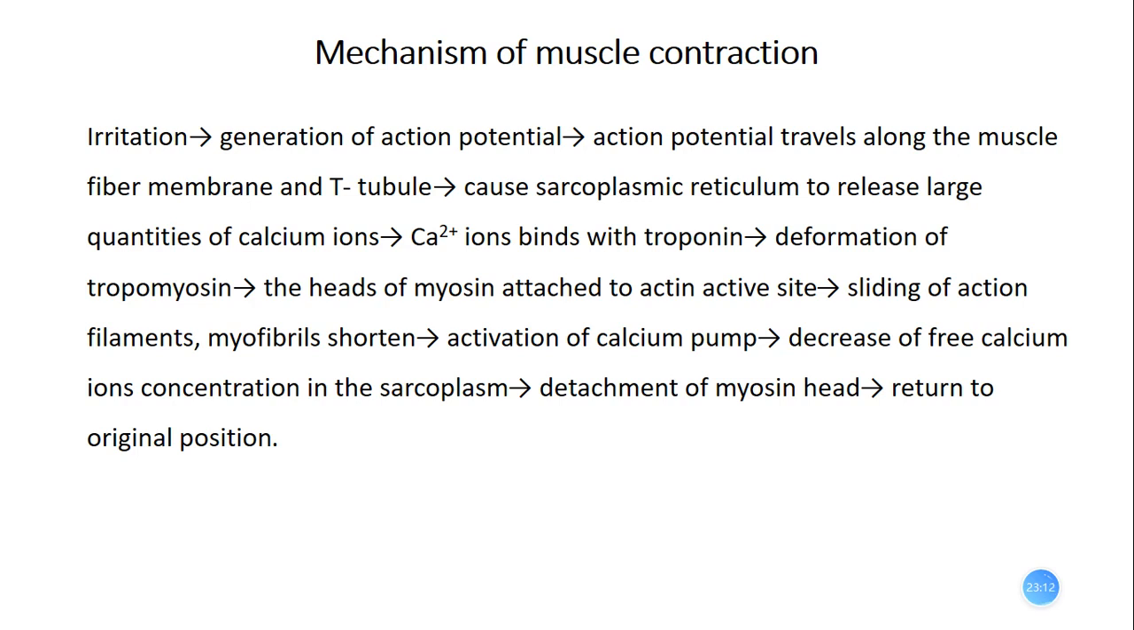After a fraction of a second, the calcium ions are pumped back into the sarcoplasmic reticulum by the calcium membrane pump, and remain stored in the reticulum until what? Until a new muscle action potential comes along. The removal of calcium ions from the myofibril causes the muscle contraction to cease, which causes relaxation of muscles.